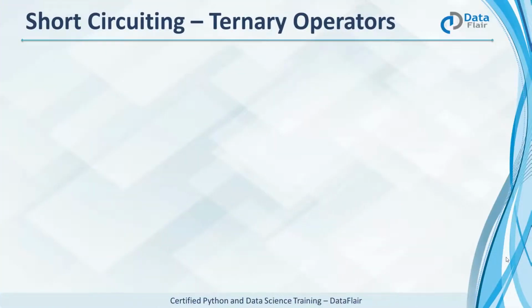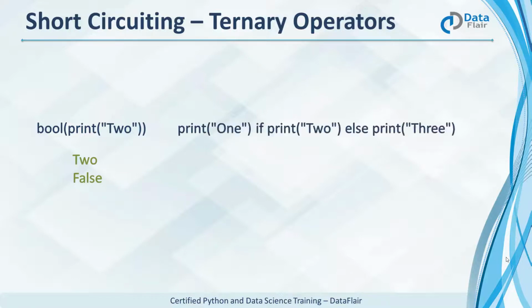Finally, we can also short-circuit using ternary operators. Let's check the Boolean value for a print statement. The print function prints 2 and the bool function prints false because the print function does not return anything. Now check this one. Since print functions do not return something, the if statement evaluates to false. However, in evaluating the call to print, it prints out 2. This means it does not evaluate the call to print 1 and simply prints out 3.